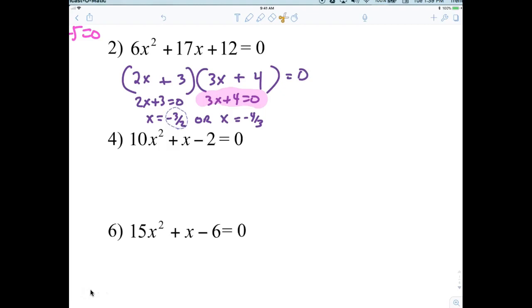All right, so what is a solution? A solution is simply a number that satisfies that equation. Do you understand what I just said? All right, now I'm going to try to show you that I'm correct, because I'm going to substitute in negative 3/2.